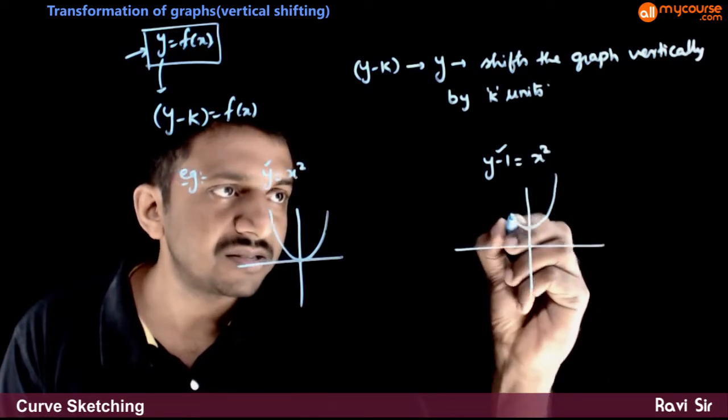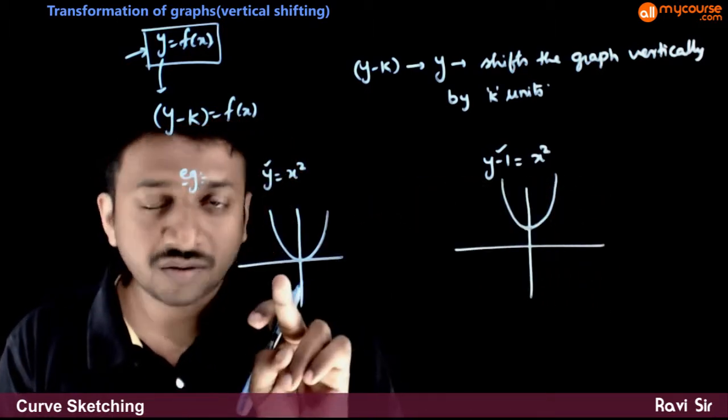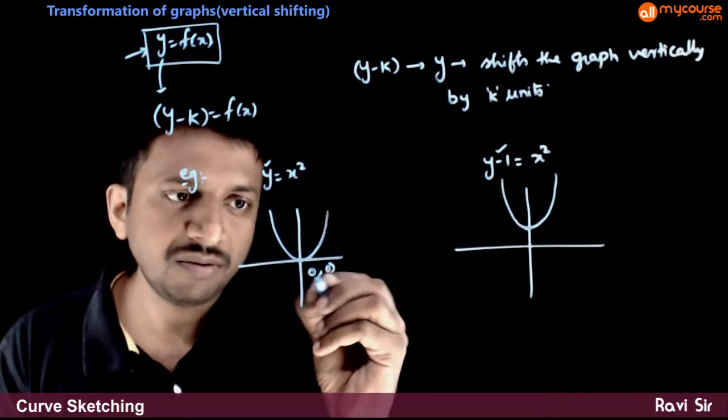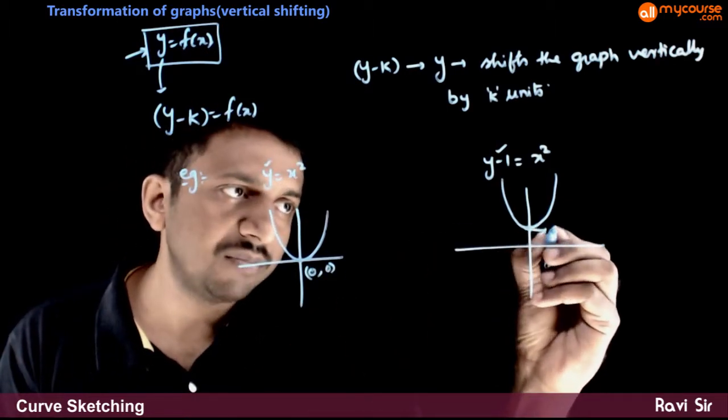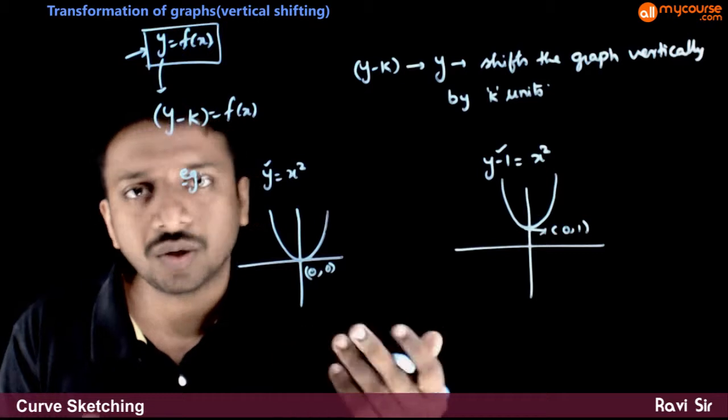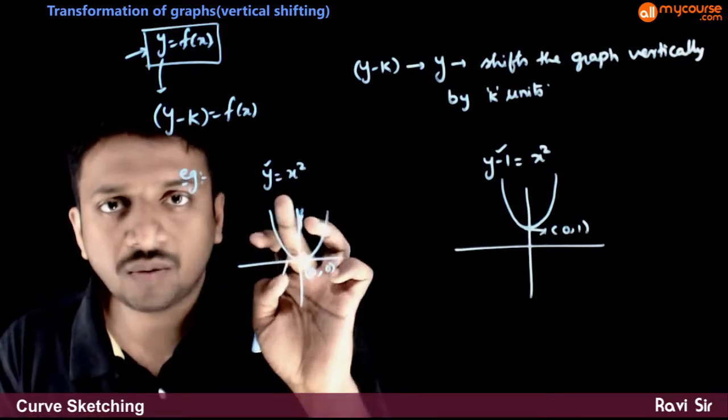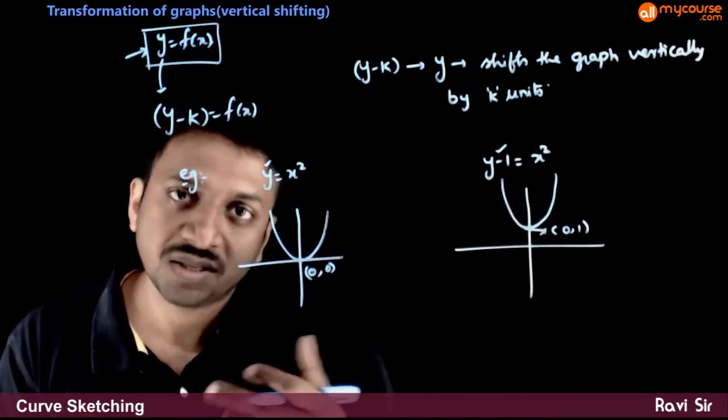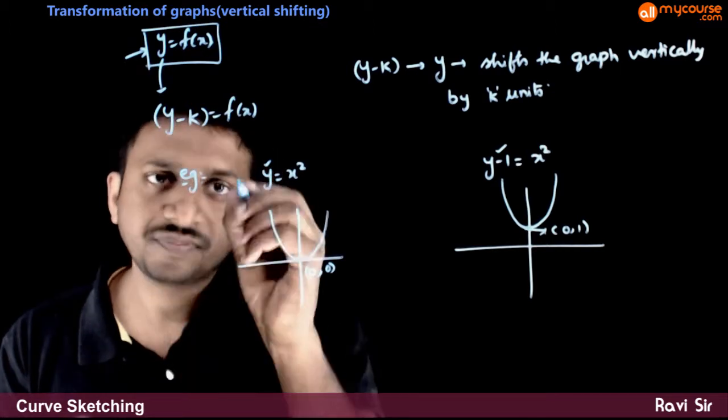looks like this. So the vertex of this is 0, 0. The vertex of this becomes 0, 1. That's the only difference. So y is equal to x square, y minus 1 is equal to x square.